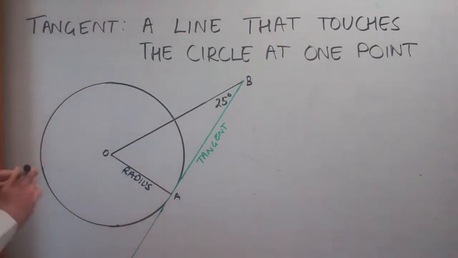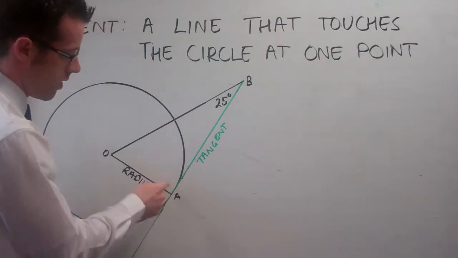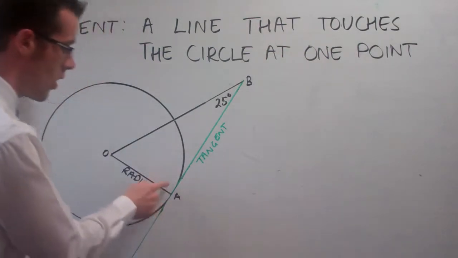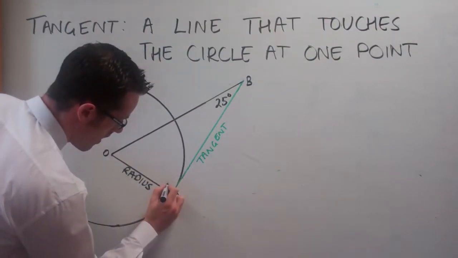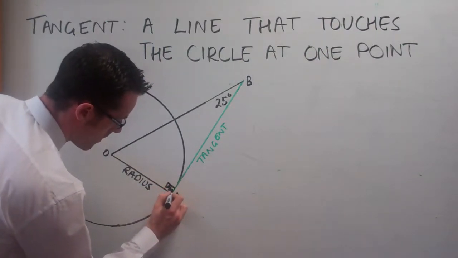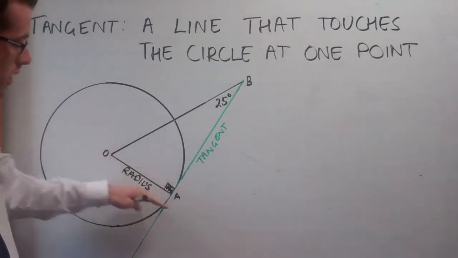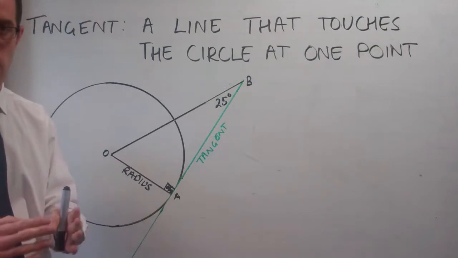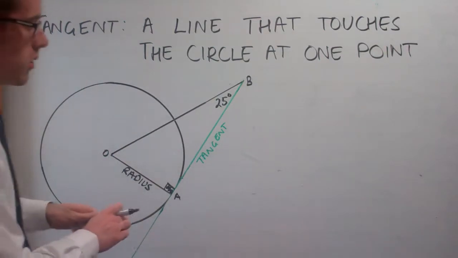The important thing to notice here is when the radius and the tangent meet, we get a special kind of angle. We get a right angle. So we can mark that in here like so. Now, this always happens. When a radius and a tangent intersect, you always get a right angle. So we're going to write that down as well.